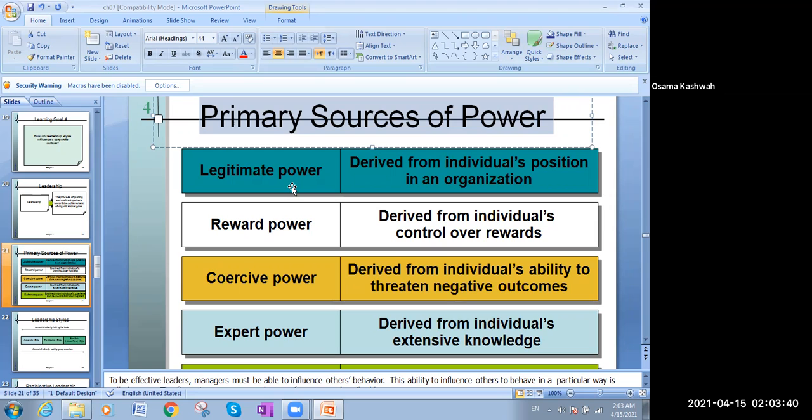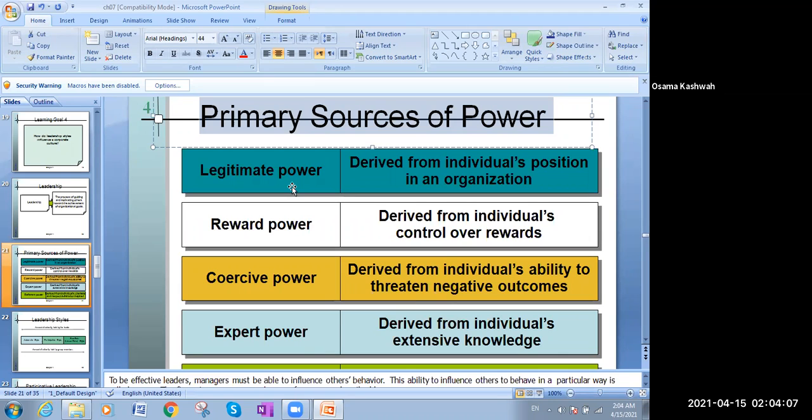Manager depends on the carrot and stick. If you didn't come today, I will punish you by deducting your pay. But leader depends on the people's love. Manager derives his place from the organizational structure, but leader derives his place from the love of the people, and they elect him to represent them.